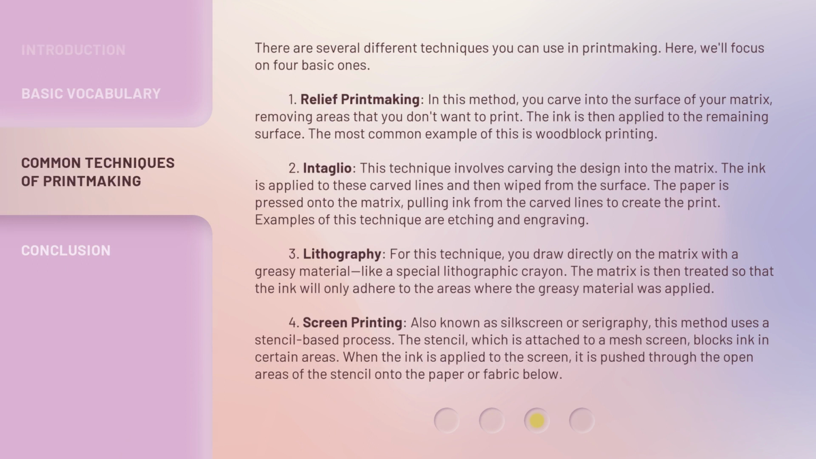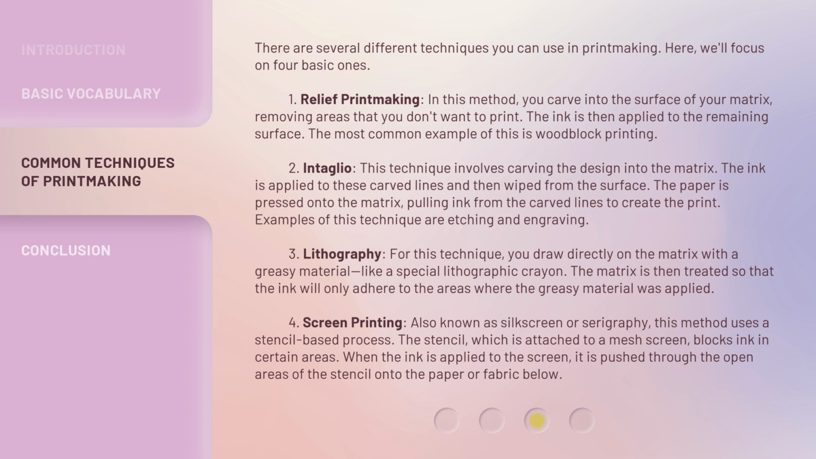There are several different techniques you can use in printmaking. Here, we'll focus on 4 basic ones. 1. Relief printmaking. In this method, you carve into the surface of your matrix, removing areas that you don't want to print. The ink is then applied to the remaining surface. The most common example of this is woodblock printing.